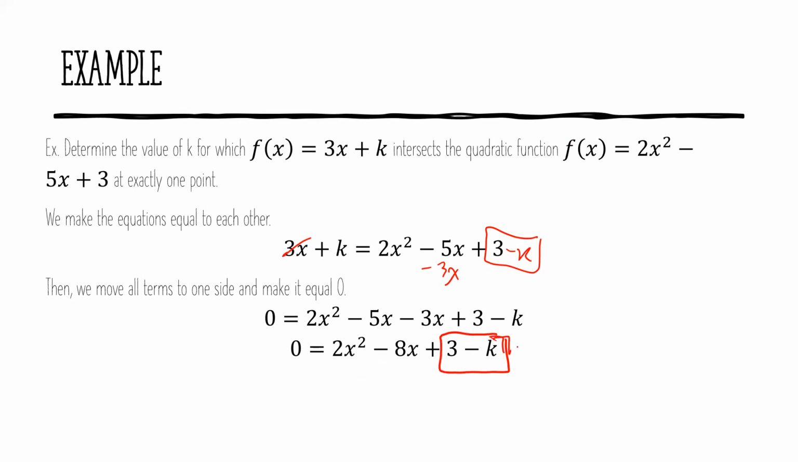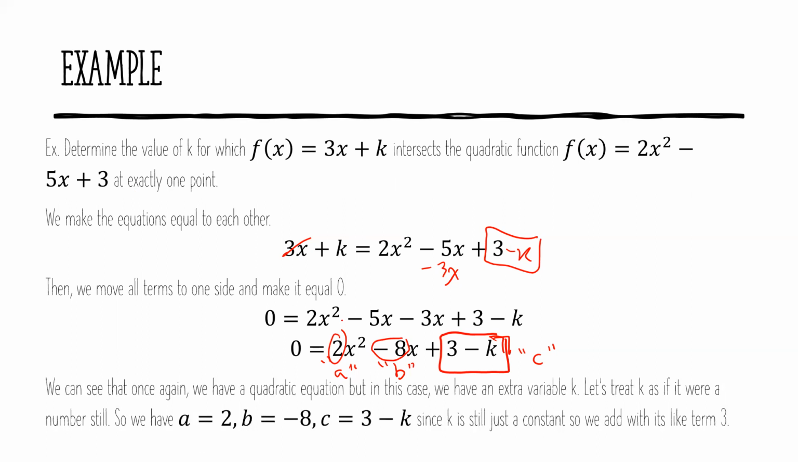Now, I mentioned this already. The 3 minus k, I'm going to treat as if it's one coefficient. This is basically our a. This is our b, just so you're clear, the negative a together. And the 2 is the a, and then the 3 minus k is the c.